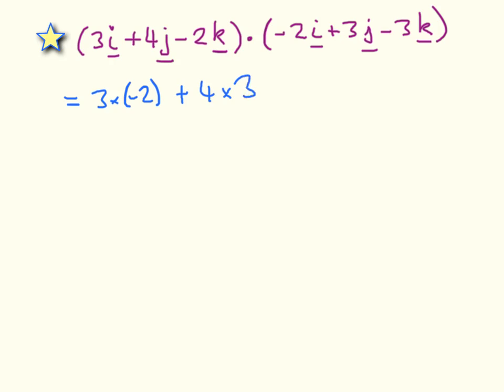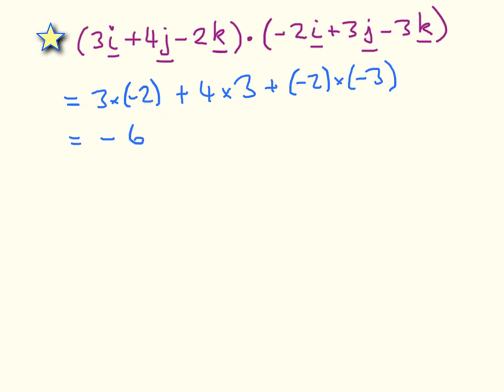And then we're going to look in the K direction, these being three-dimensional vectors, and the coefficient here is -2 and the coefficient here is -3. So what we're going to have is plus -2 times -3. So what we have, simplifying, is -6 from here, 3 times -2.